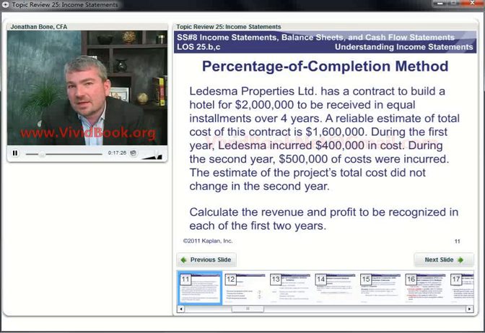Now we're told that Ledesma has incurred $400,000 in cost during the first year and $500,000 of cost in the second year. And the reliable estimate of total cost has not changed from year to year. And we need to calculate the revenue and profit recognised in each of the first 2 years.